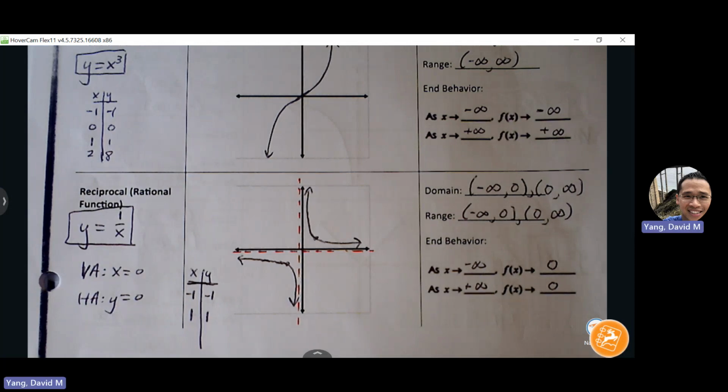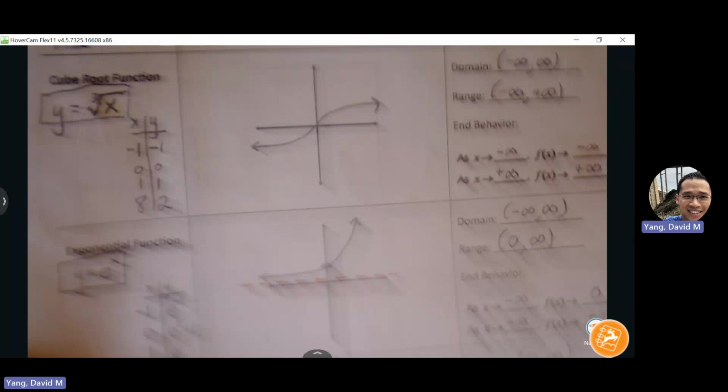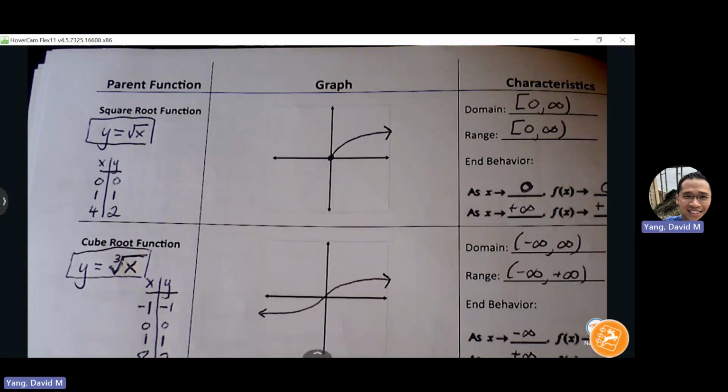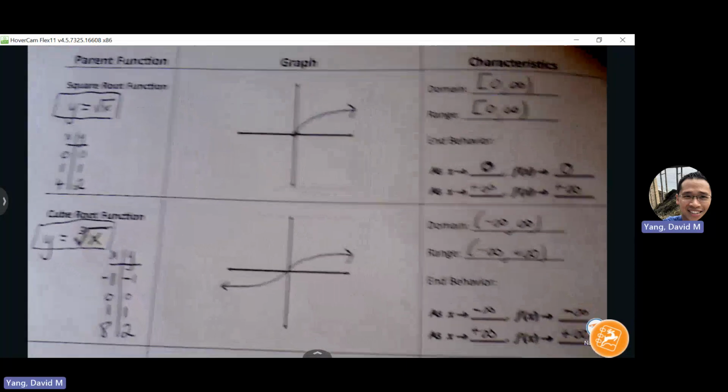Okay, next page. So we're going through the basics. These are very useful functions that we see a lot. Okay. These are ones that you may be less familiar with, but these are also important.